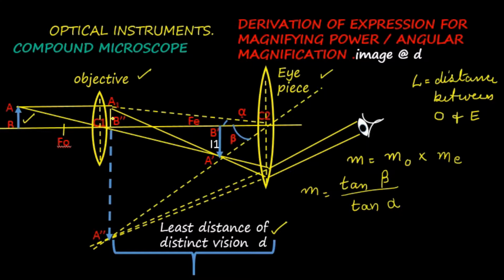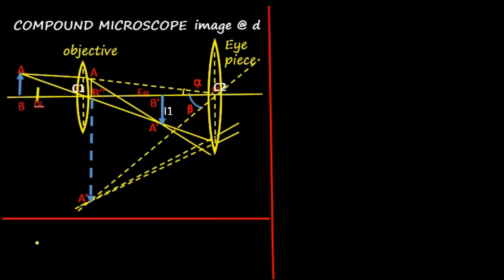So we can use this triangle in order to ascertain angle alpha. This is angle alpha. This is the image. So this is angle beta. We will start with linear magnification for objective.